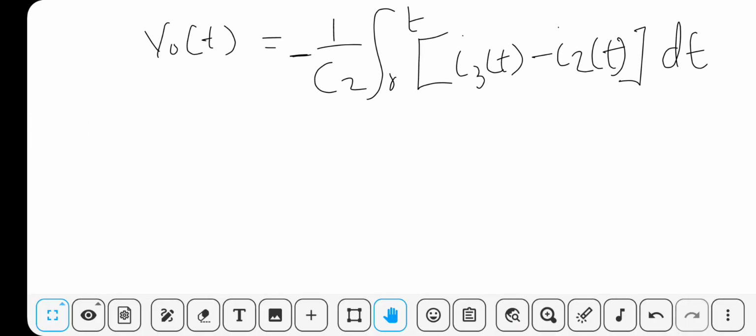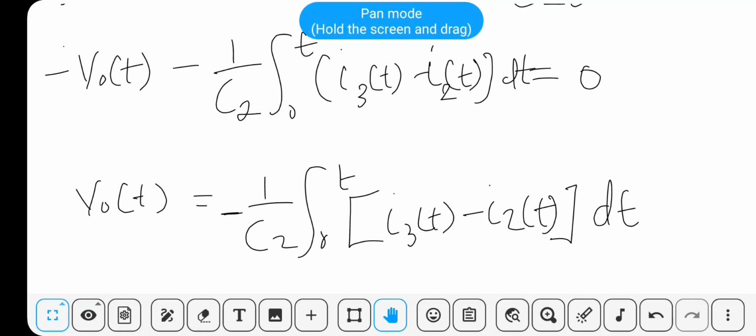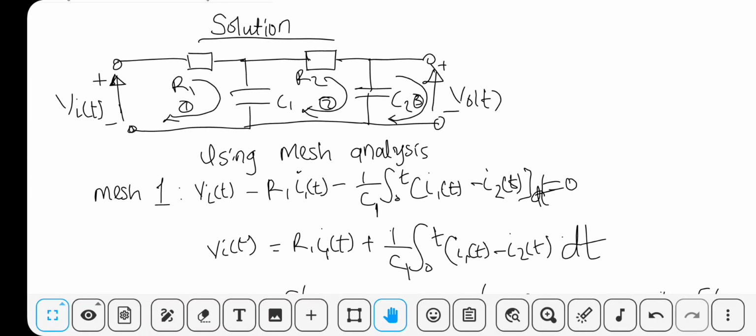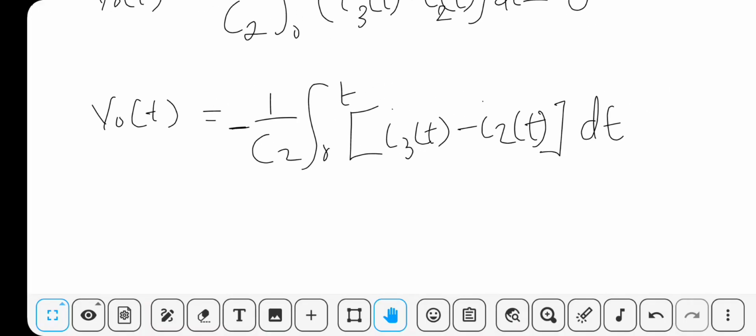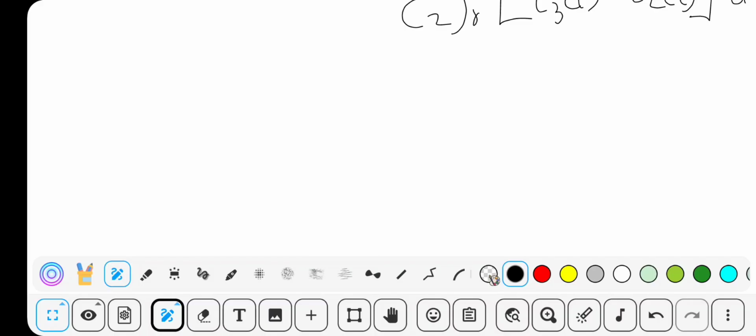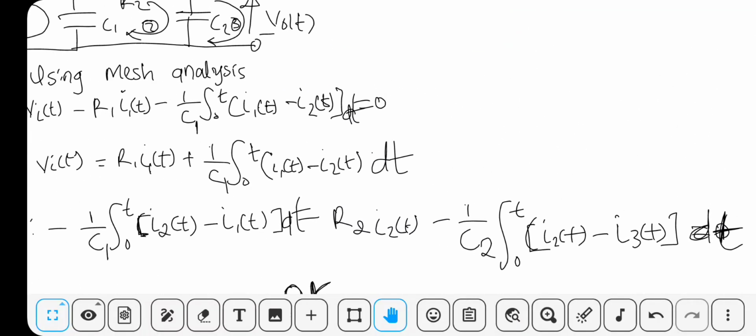Now the second thing to do is, because we know that for the output, since this is the one that is open circuit, I3 is equal to 0. For an open circuit, you know the current flowing there is 0. So I3 is 0. So writing the equation, let's call this equation 1.